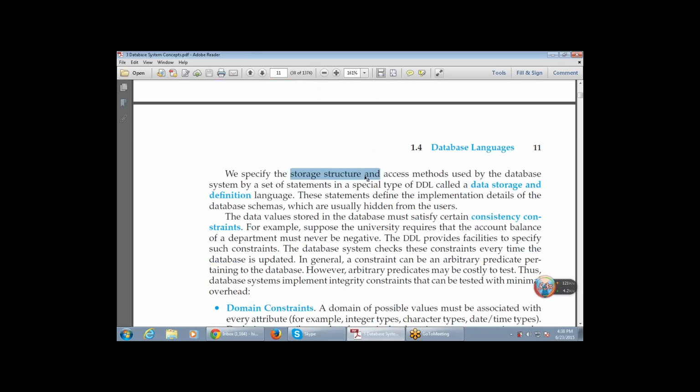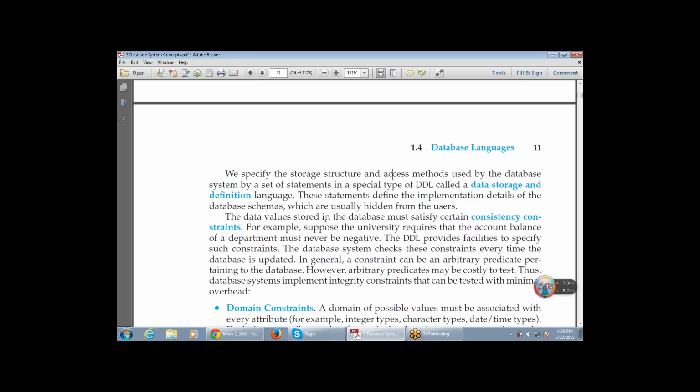We specify the storage structure and access methods used by the database system by a set of statements in a special type of DDL that is known as the data storage and definition language. So we can specify what the storage structure is and what the various access methods are, and that is also specified in this special type of database language, the data storage and definition language.